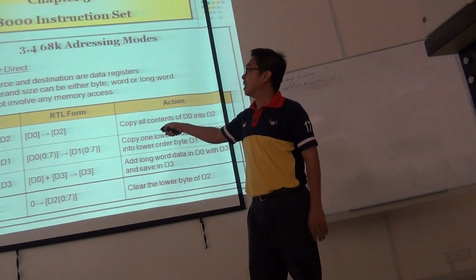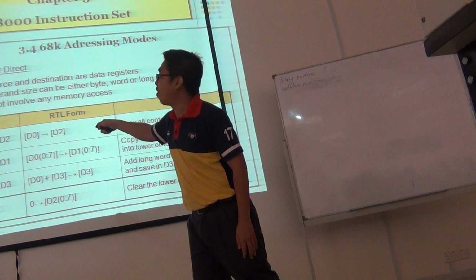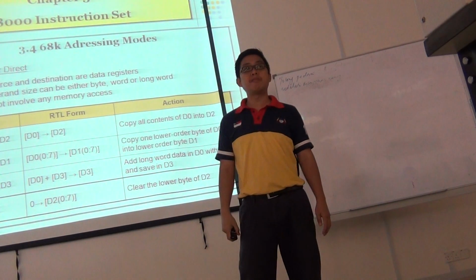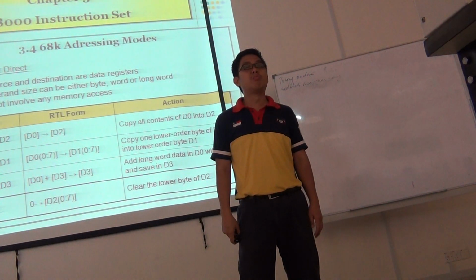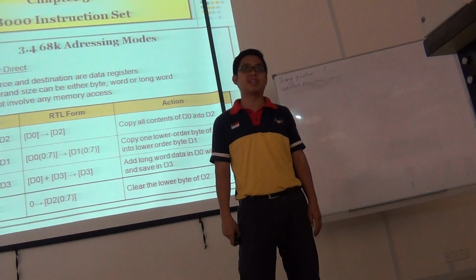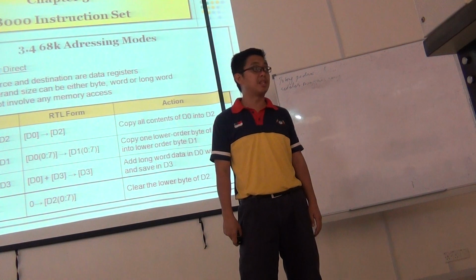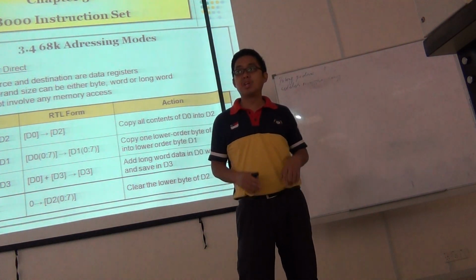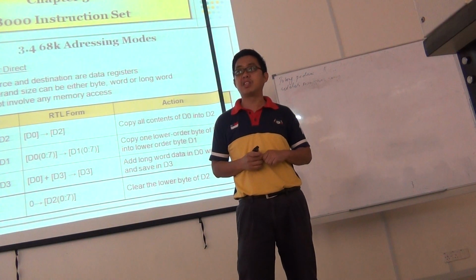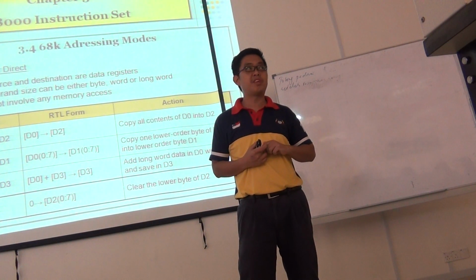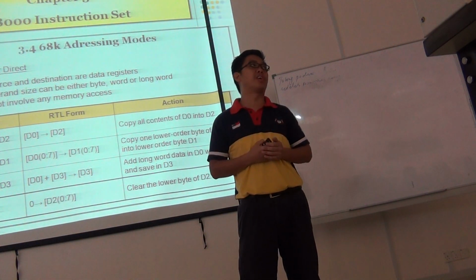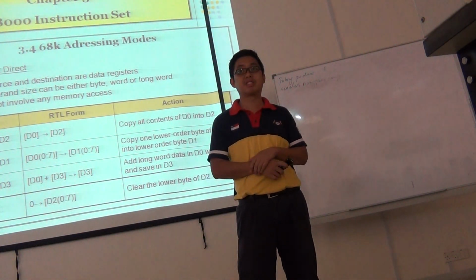But here the topic is data register direct. So what does it mean? You are going to move the data between the registers. Data registers only. So inside your CPU just now, you have a total of 8 data registers. Remember that? You have 7 address registers. So for this command, we are going to play around with data registers first.